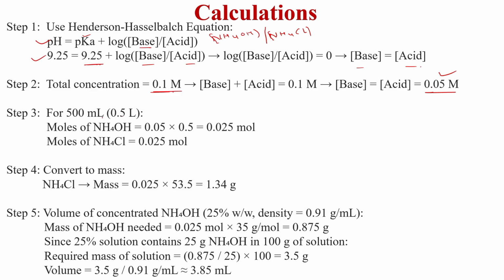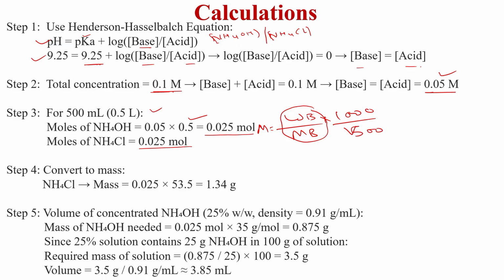Now since we have to prepare 500 ml, that is 0.5 liter, moles of ammonium hydroxide that are required here is 0.05 into 0.5, equal to 0.025, so each required is 0.025. Here also, the same way, WB by MB into 1000 by V, the molarity definition. We are given molarity of each as 0.05. So we can calculate number of moles, and since V is given as 500 ml, we put 0.5. So 0.5 into 0.05 is equal to 0.025. Here number of moles of ammonium chloride is 0.025 mole.